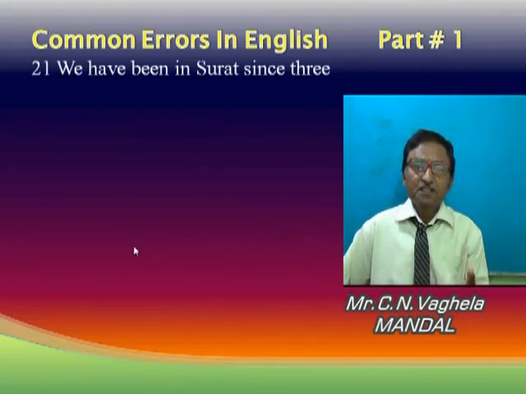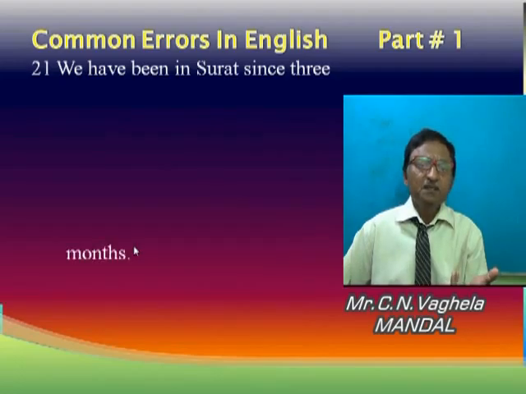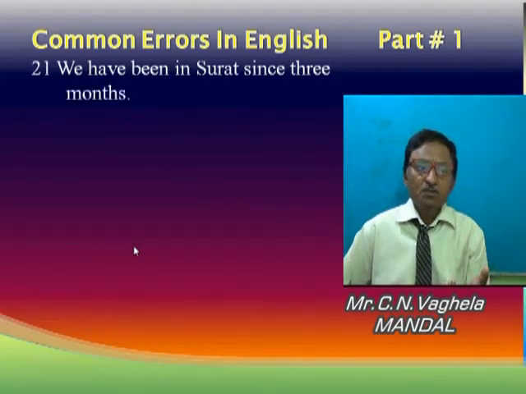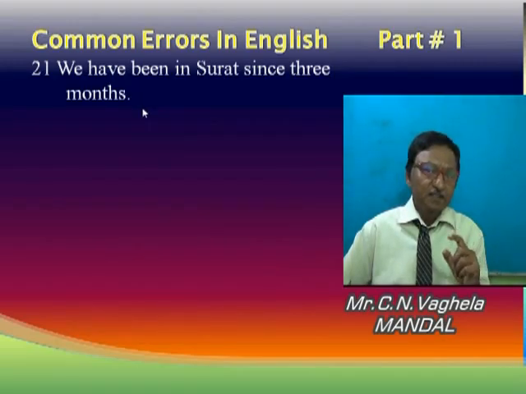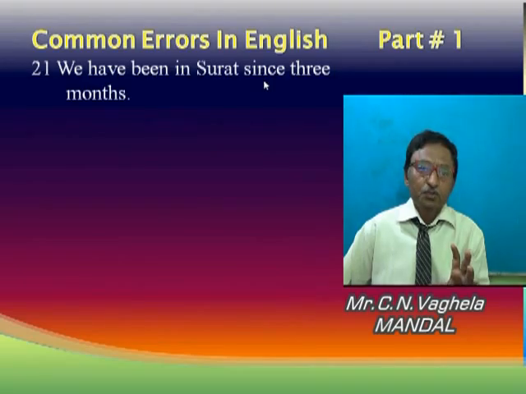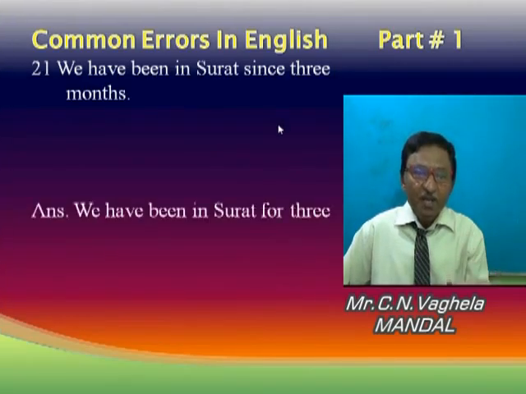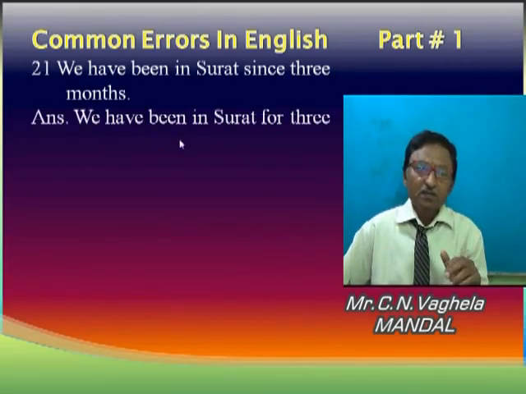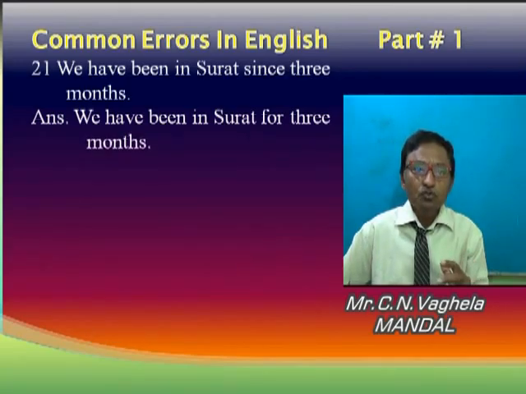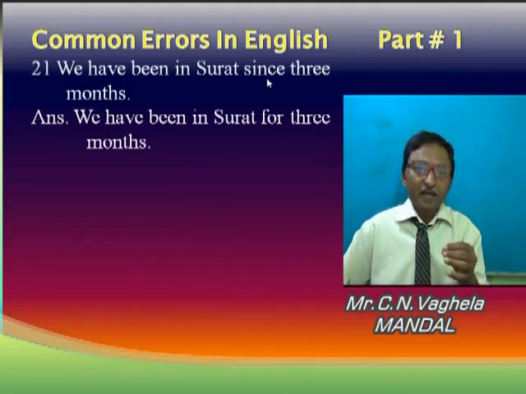We have been in Surat since 3 months. Since 3 months, that is wrong, because 3 months is a period, and since is used only for a point of time. So the correct sentence will be, we have been in Surat for 3 months. For shows duration, whereas since shows the point of time.